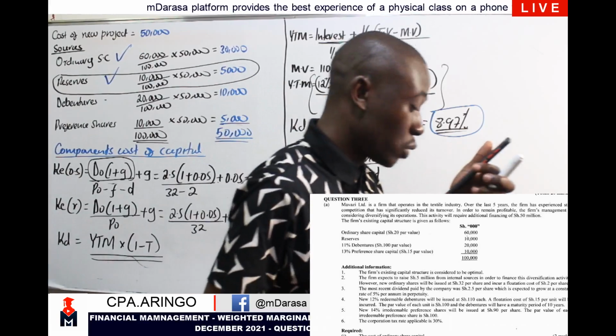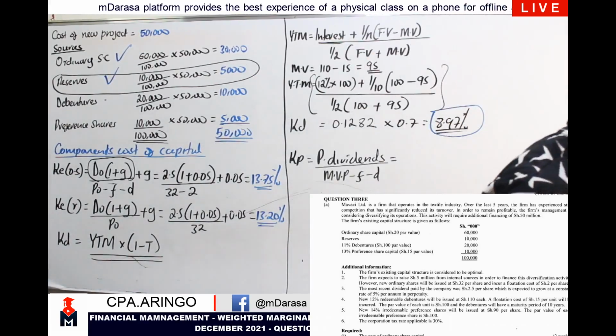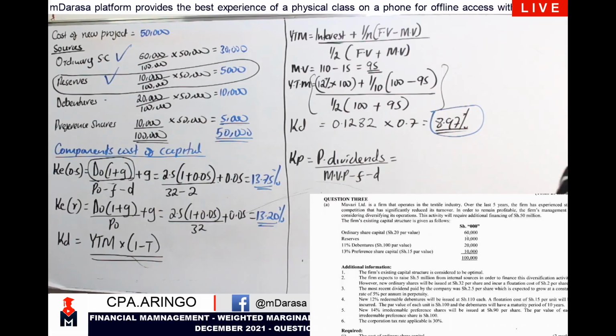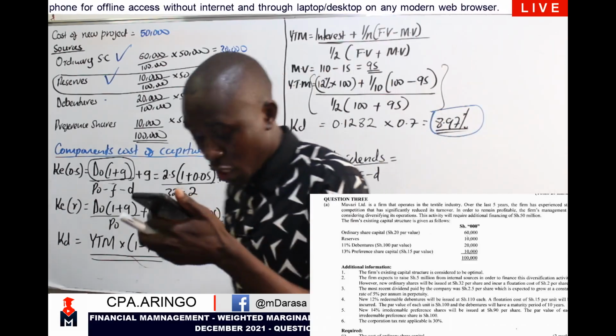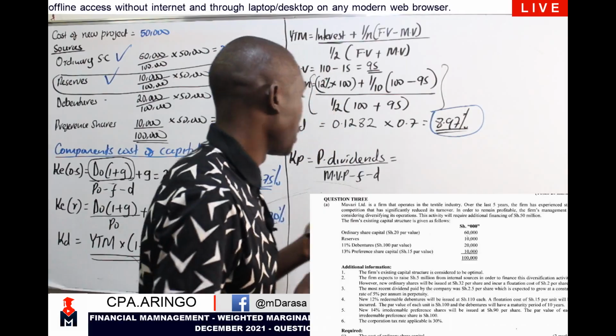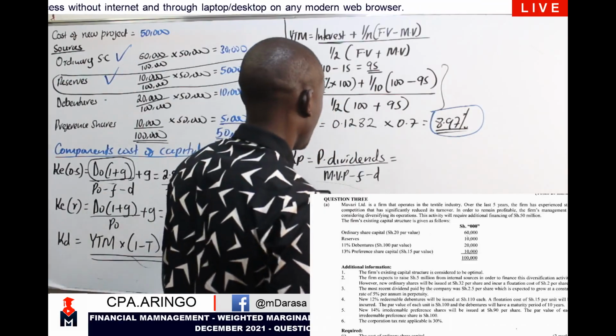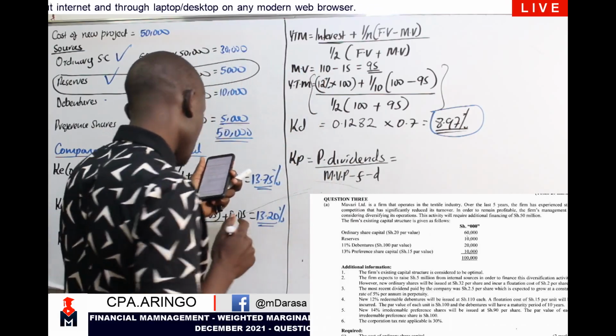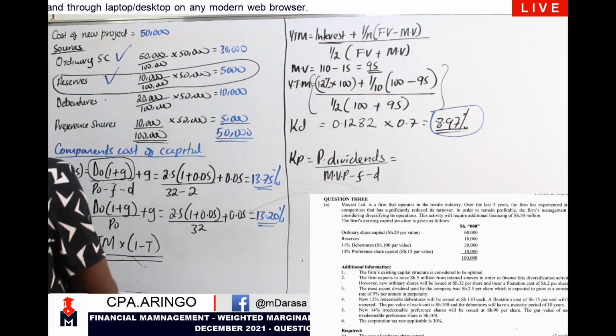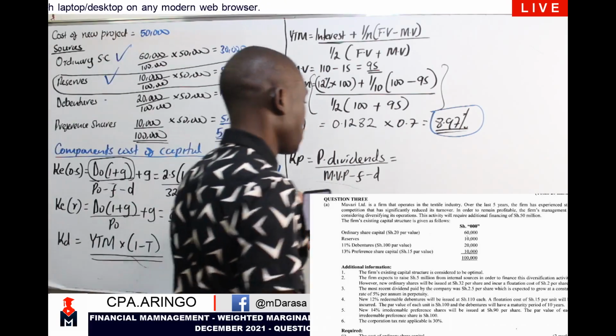So let us check out note number 5. New 14% irredeemable preference shares will be issued at 90 per share. The par value of each irredeemable preference share is what? 100. So my par value, the good examiner here has given us to be 100. Now, how will you go about it?